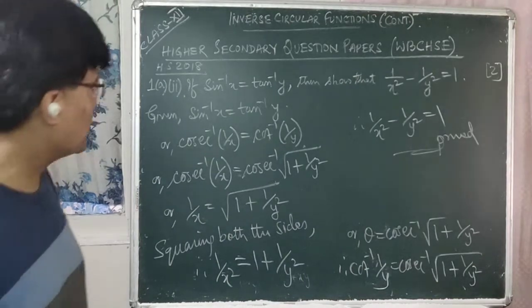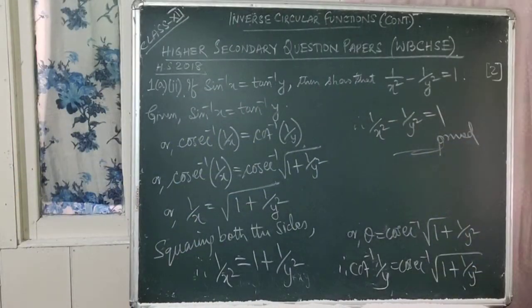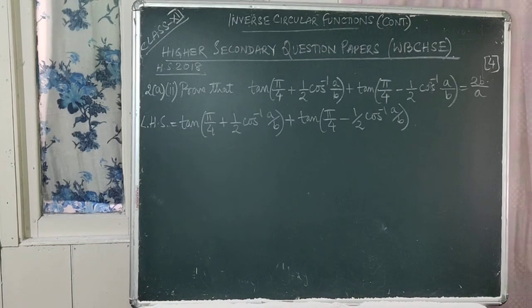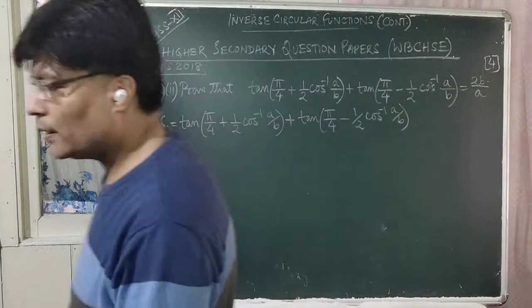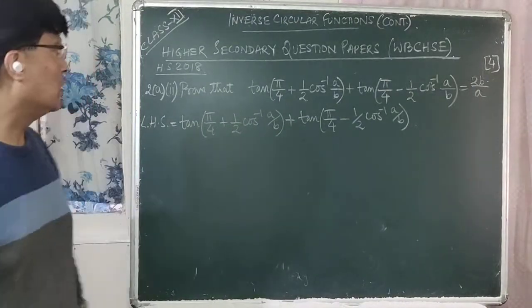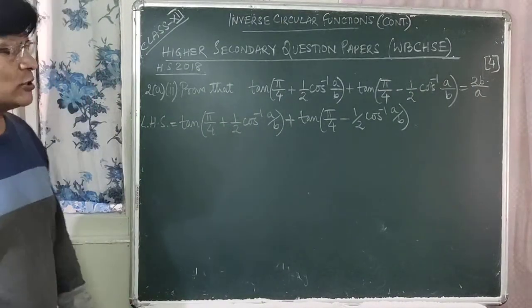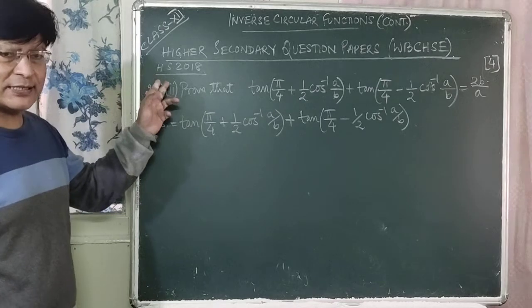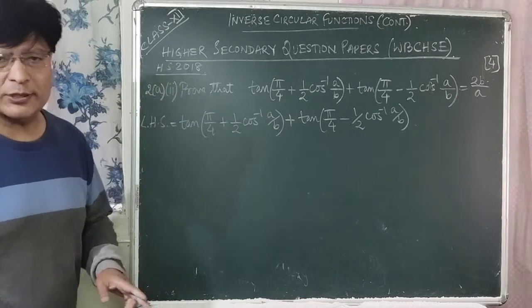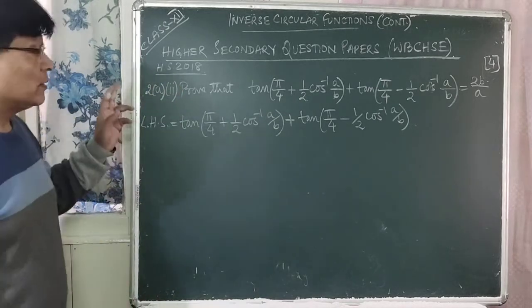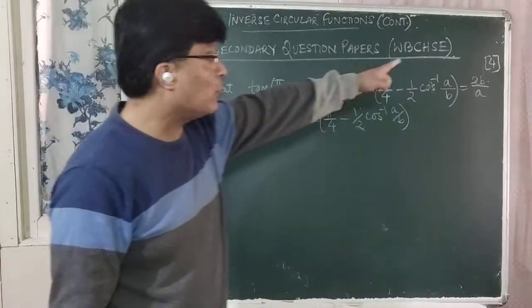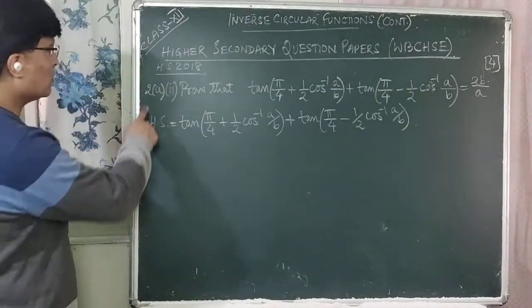Let's do the next question now. So now we are doing the next question. This question is from the same HS question paper, that is 2018, right? But this question carries 4 marks. That is question number 2A.